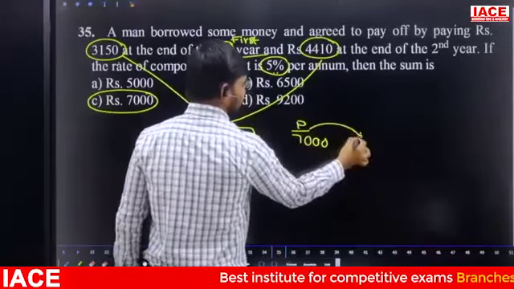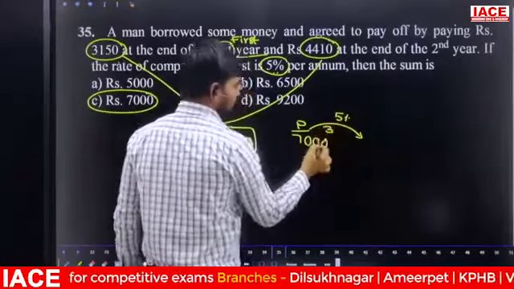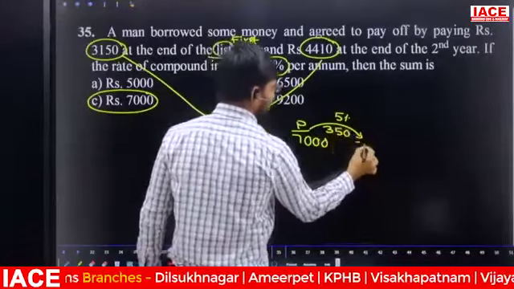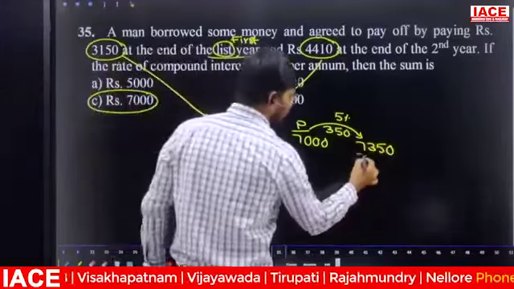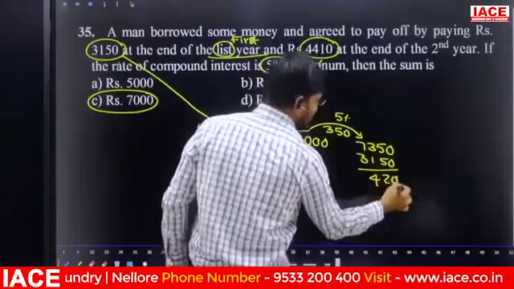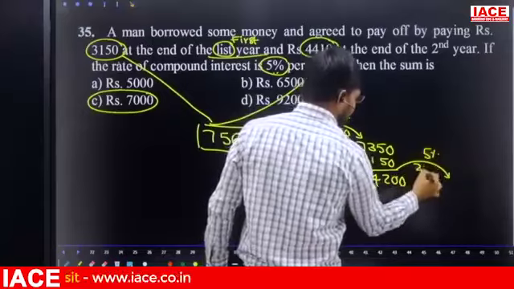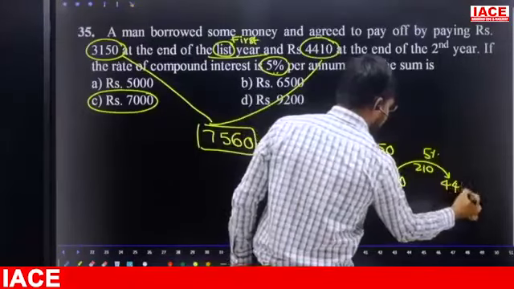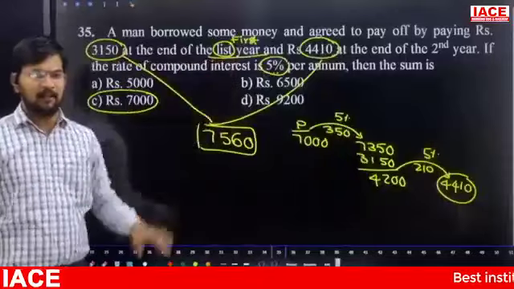rate of interest is what? 5%. So 5% of 7000, that is nothing but 350. 7350. So first payment is what? 3150. The remaining is what? 4200. And 4200 again 5%, so 210, that is nothing but 4410. Exactly satisfied, right? All of you clear?